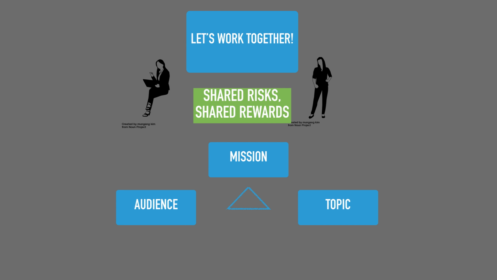This is intended to show the idea of publishing as a collaborative process with shared risks and shared reward. On the left, we have the author with her laptop, and on the right is the editor, represented by that little line drawing from the Noun Project. And we talked about how authors and editors are seeking to find alignment on the three categories of audience, mission, and topic. So now we're going to look in a little more detail at how that actually works from the point of view of the editor.